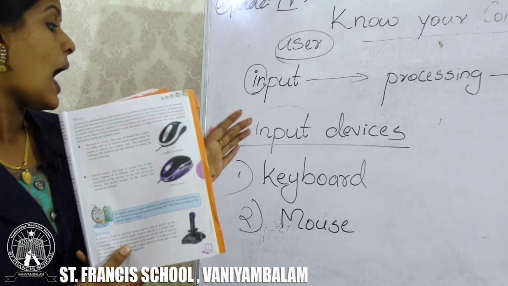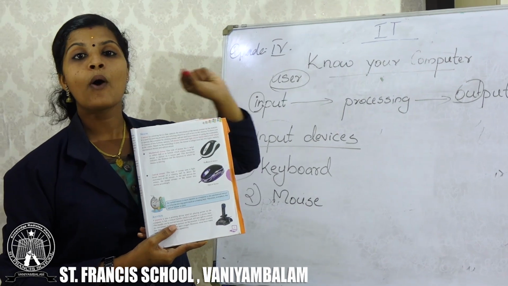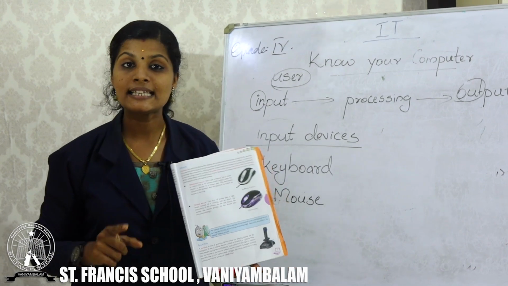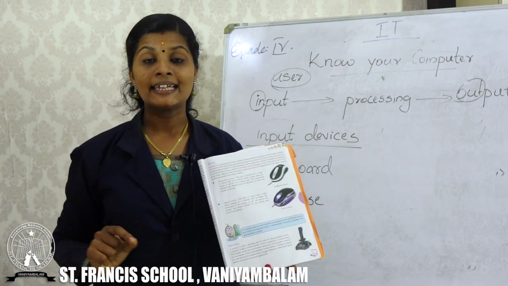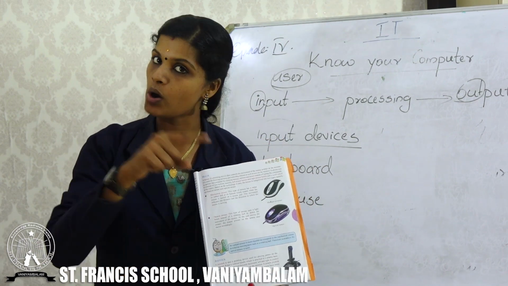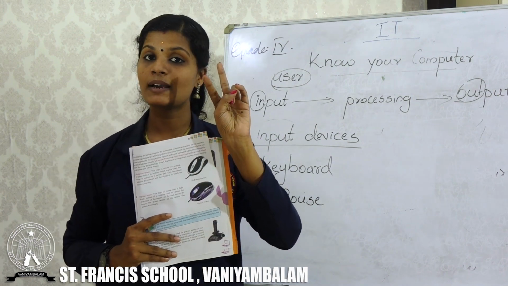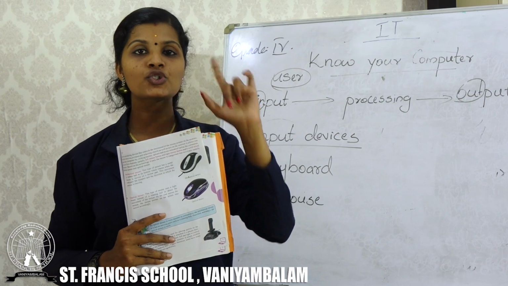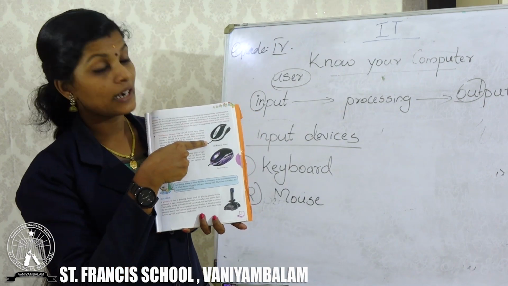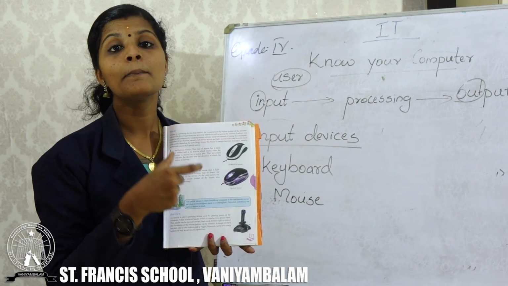So once again, mouse is the second input device. It is a pointing device. It is used to draw pictures and point or select objects on the monitor. It is having two buttons, left mouse button, right mouse button and a scroll wheel. And mouse is of two types, mechanical mouse and optical mouse. So these are about mouse.